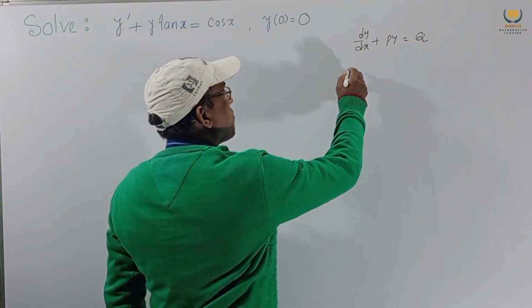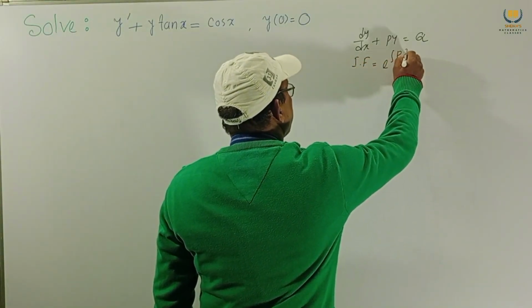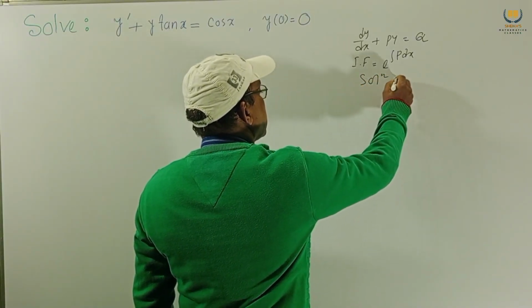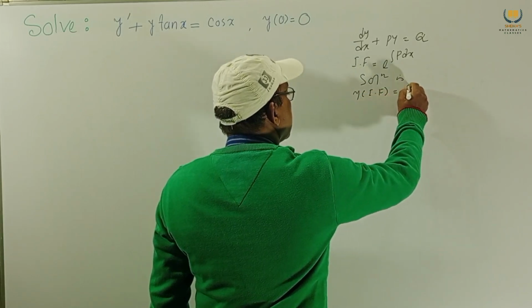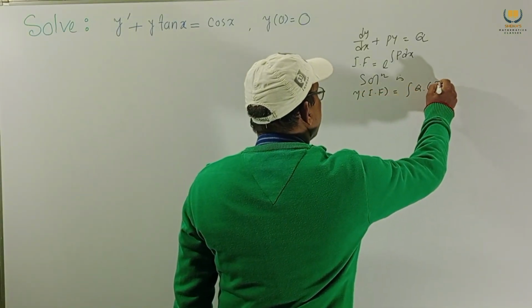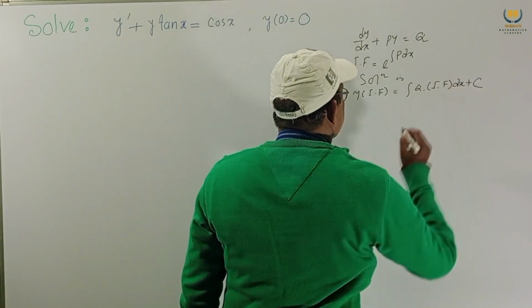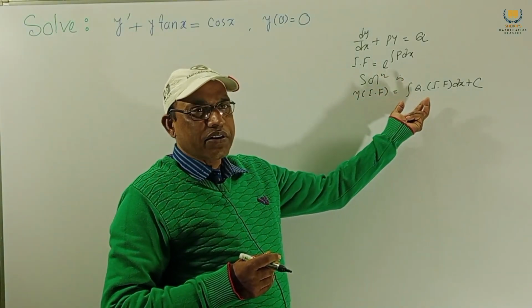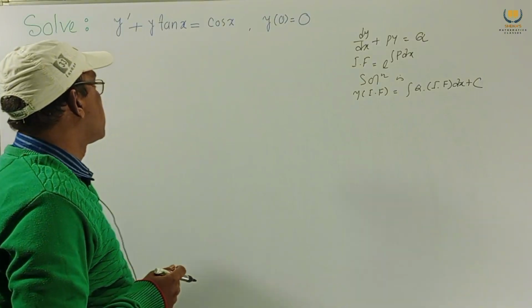For solving this problem, we have to find the integrating factor, e to the power integral of P dx, and the solution is y into integrating factor equals integration of Q into integrating factor dx plus c. First we find the integrating factor, and after that we write y into integrating factor equals integral of Q into integrating factor dx plus c.